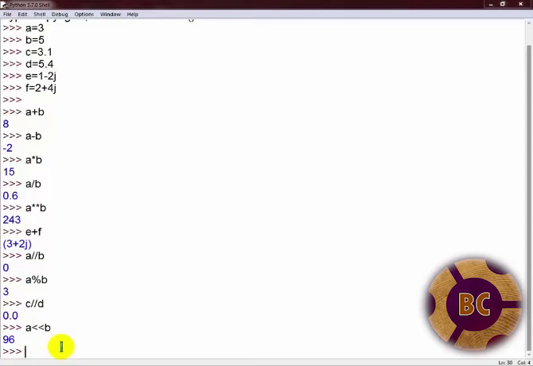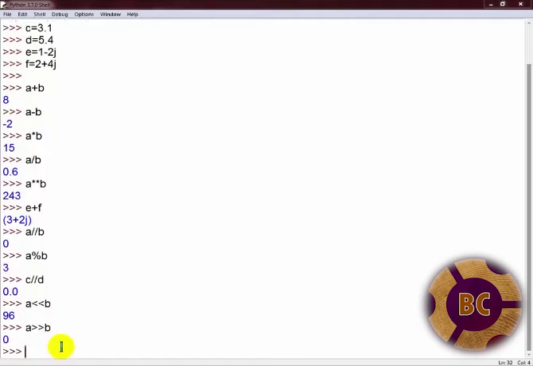Shift to right is A divided by 2 raised to power B. The syntax is A shift to right B. Result will be 0.